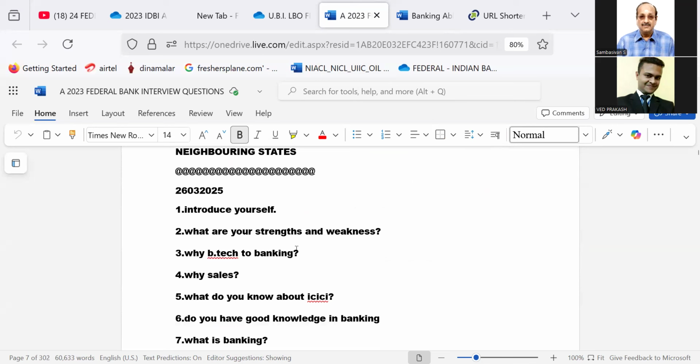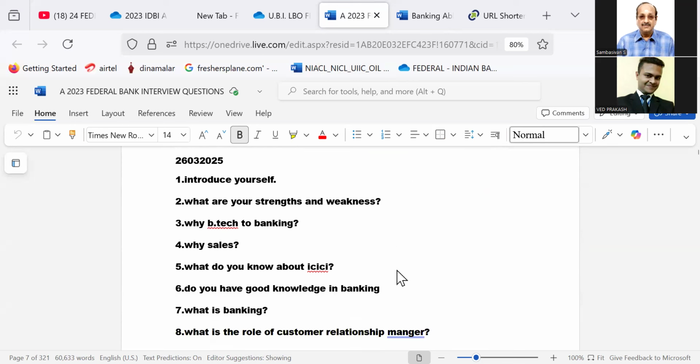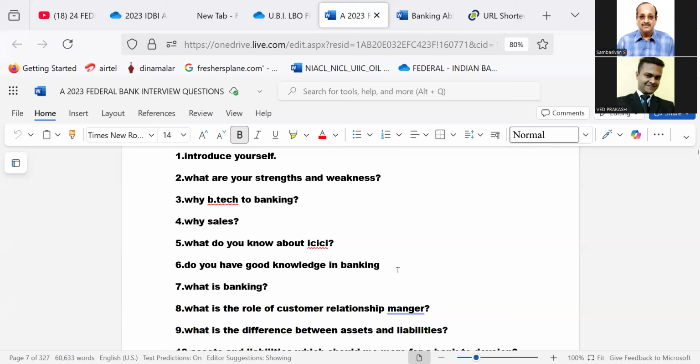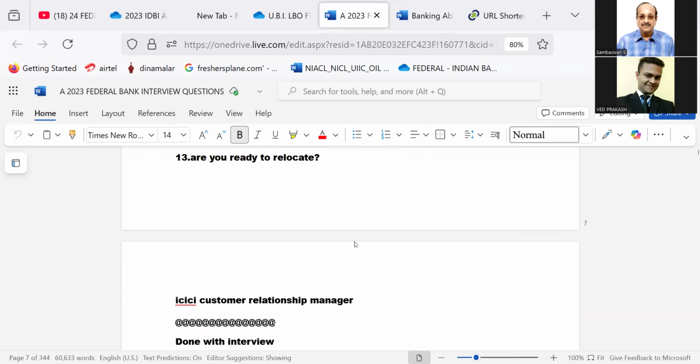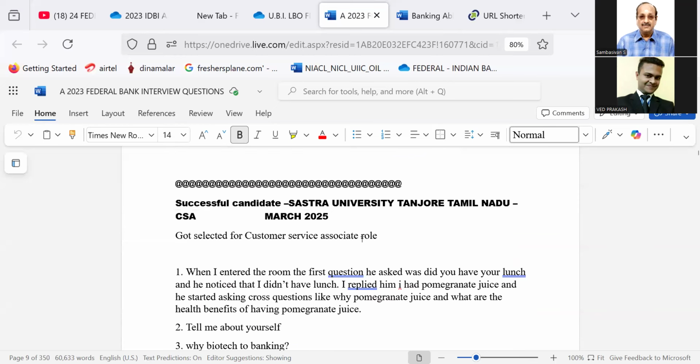26 तारीख में पूछा हुआ क्वेश्चन है in a Federal Bank interview. What are your strengths? B.Tech to banking क्यों? Why sales? And this is about ICICI Bank. ICICI Bank में ऐसा भी questions पूछा. Similar questions in your interview also. So please prepare for all these things. This candidate has come out successful. So far, 12 candidates have come out successful in this year only. In the last 3 months, 12 people have come out successful.